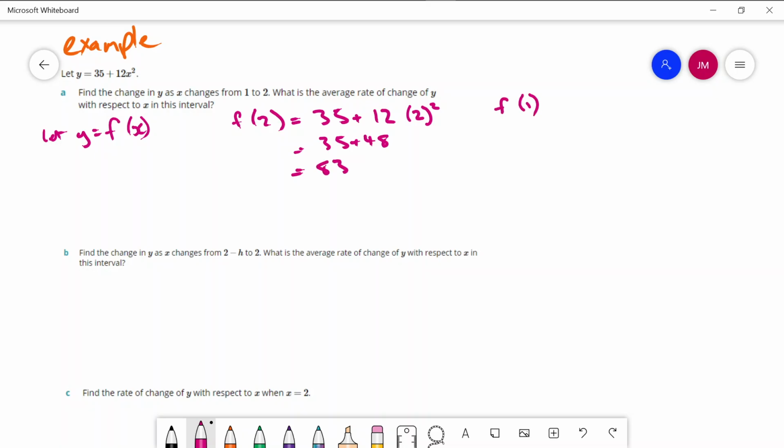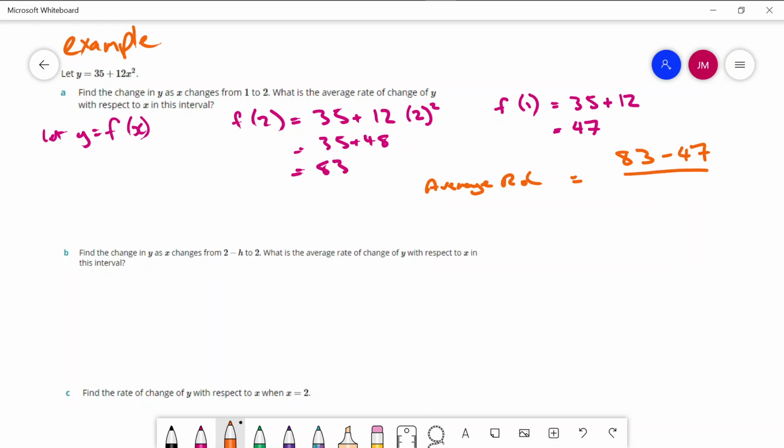F at 1 would give me 35 plus 12, which is 47. So my average rate of change would be 83 minus 47, all divided by 2 minus 1. So 83 minus 47 gives us 36. So that's our average rate of change between the points 1 and 2.